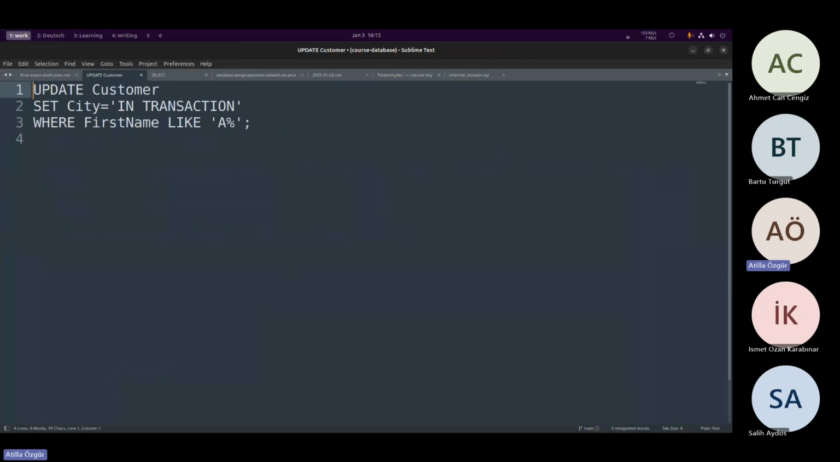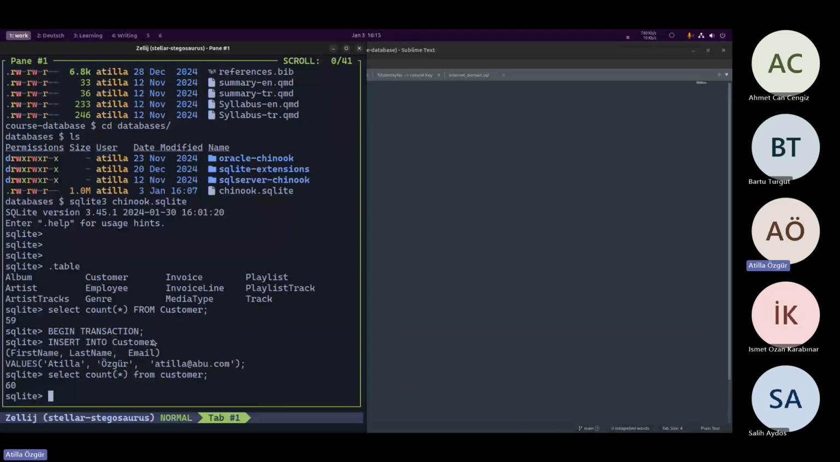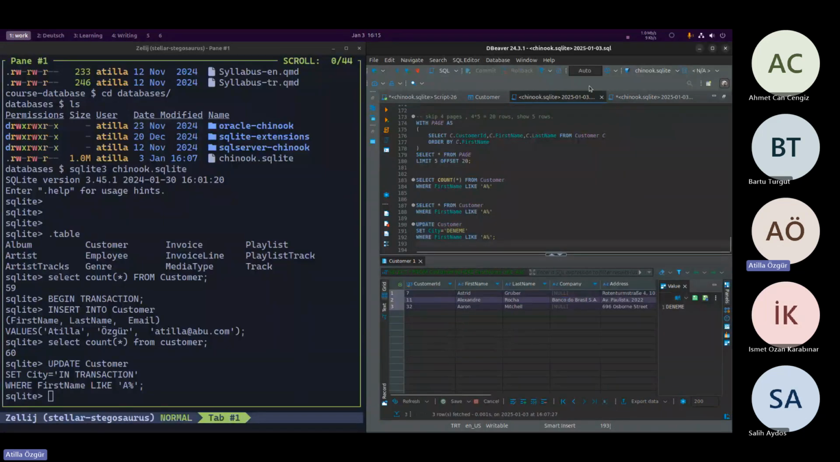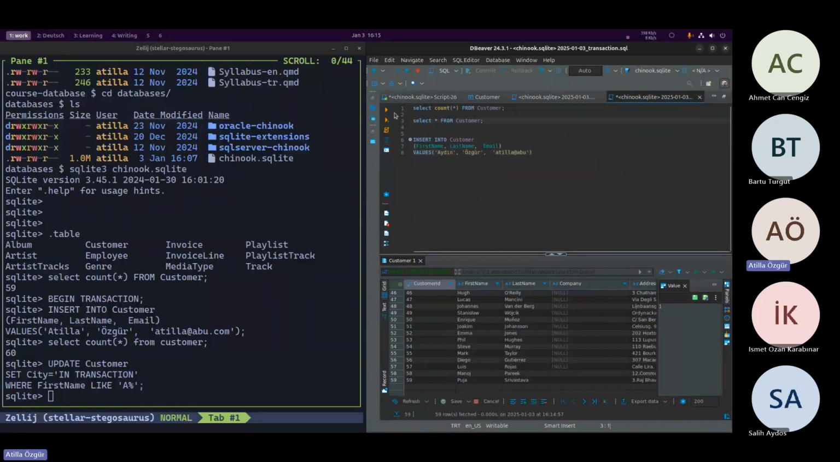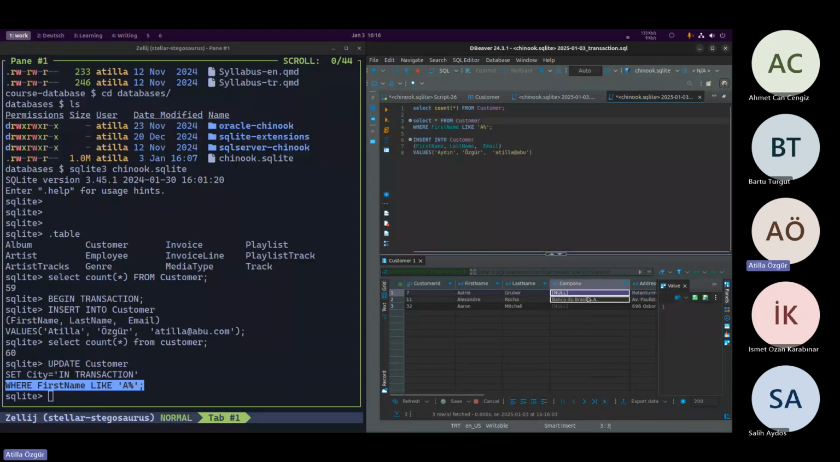Okay, I am updating customer in this transaction. I edit the customer, putting this one. Here, if I open the SQLite and select from customer again, this city information, let me put this information also here. As you can see, the city information is deneme.